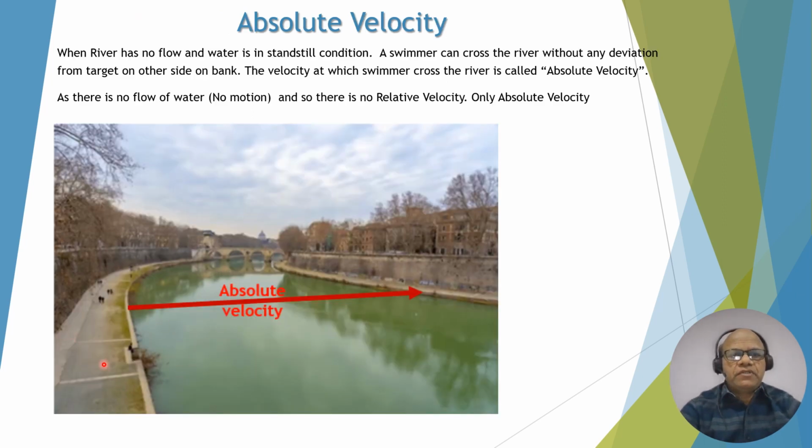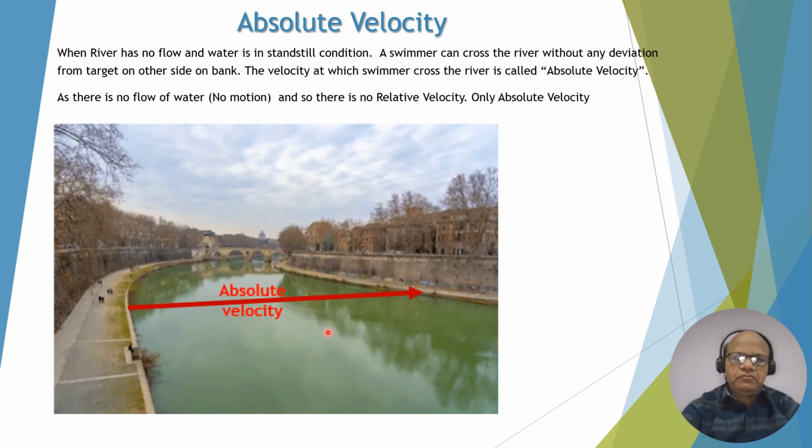Take the case of a small river where the water is at a standstill. There is no flow of water, and if a swimmer wants to cross from this bank to the other side of the bank in this direction, the swimmer can cross with a certain velocity, and this velocity is called the absolute velocity.